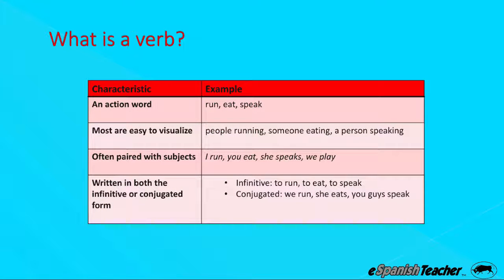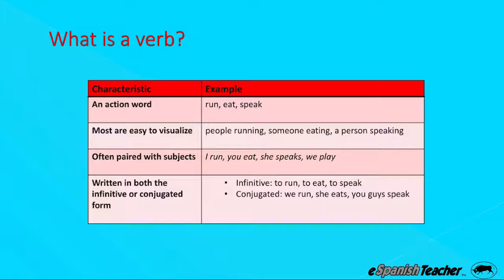This table will help us define and help you get a clear definition of what a verb is. It's fairly straightforward. Words like run, eat, speak, play, jump, talk, those are all verbs. They're words that are action words. Most verbs are easily visualized, so you can kind of picture somebody in your mind running or eating or speaking. And verbs are often paired with subjects. So instead of just run, eat, speak, you could pair that with a subject. I run, you eat, she speaks, etc.